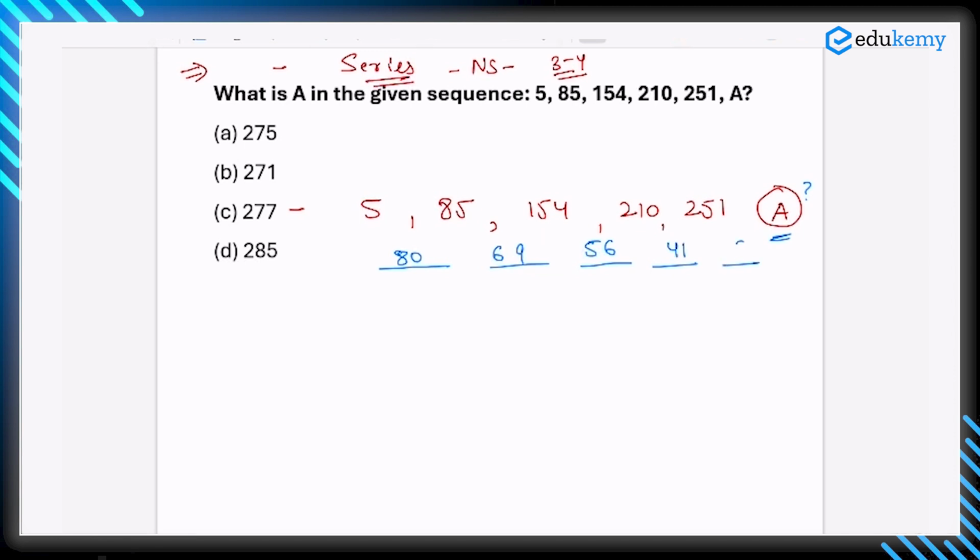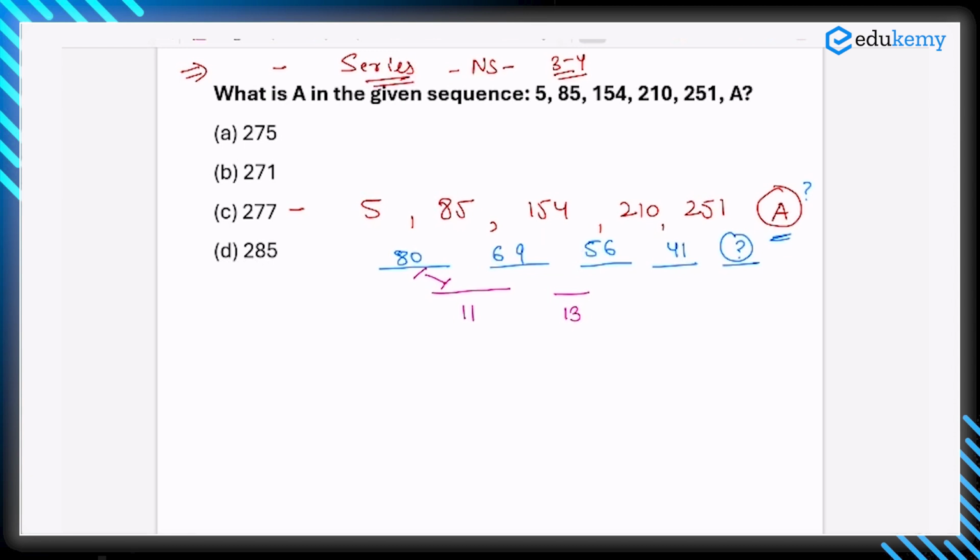We need to calculate what the next difference will be, then we can tell what will be the next number here. So if we add 210 plus 41, that comes to 251. Now next we will look at the difference between 80 and 69, which is 11. Means if we subtract 11 here, then we get 69. Similarly, the difference between 69 and 56 is 13.